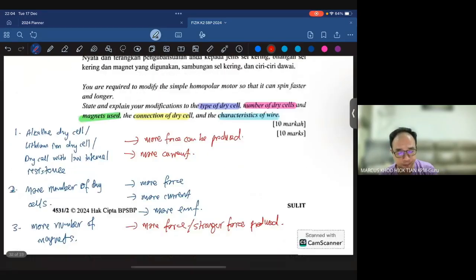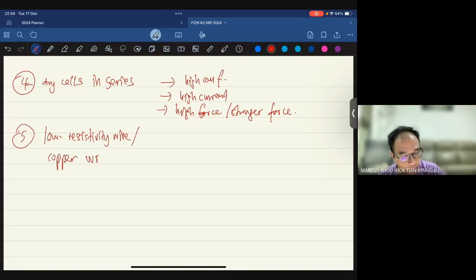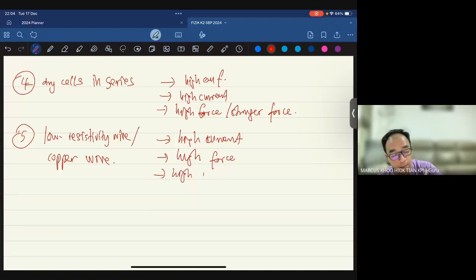The last one is what now? Characteristics of wire. This is a very standard answer. The first characteristic, of course, is low resistivity. Low resistivity wire, or what is a low resistance wire? Copper wire. Why? High current, high force. These reasons are getting boring already, repeating again and again. Or high magnetic field, stronger magnetic field because there's more current. Stronger temporary magnetic field.